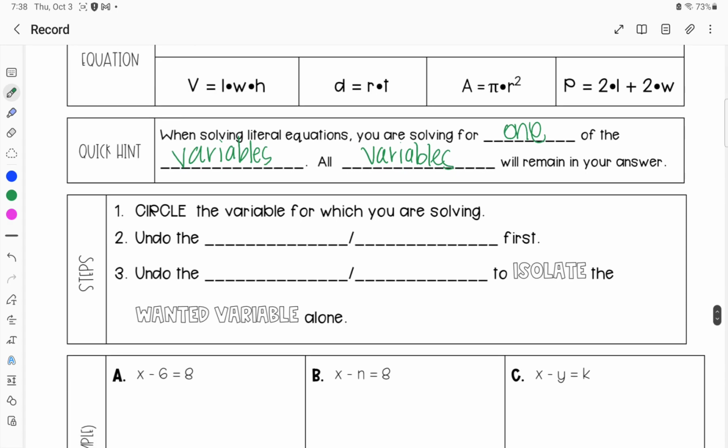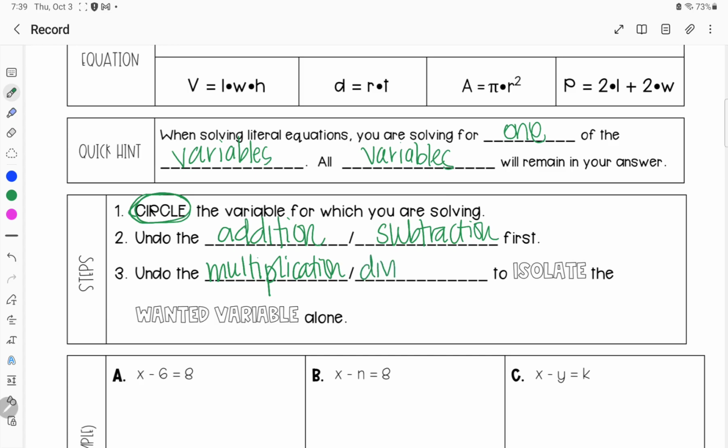All right, so first thing we're going to do, we're going to circle the variable that we're looking for, and then we're going to stick that. It's going to stay there. It's stuck in that position. And then we're going to undo the addition and subtraction first. And then we'll undo multiplication and division.